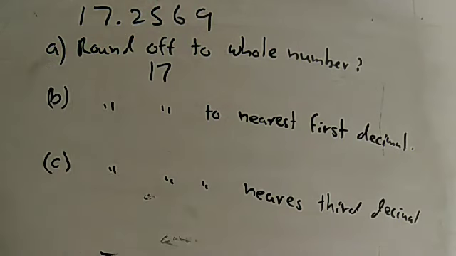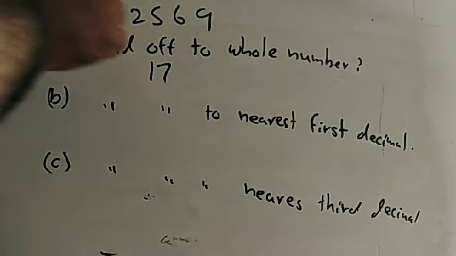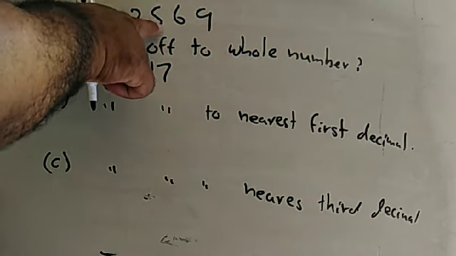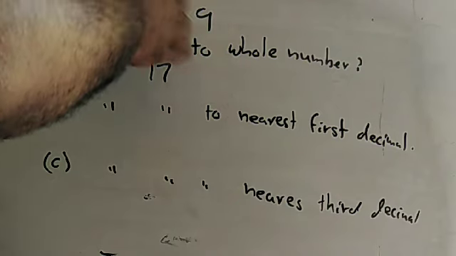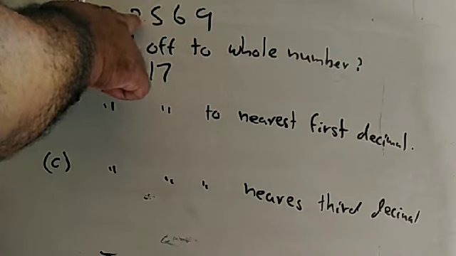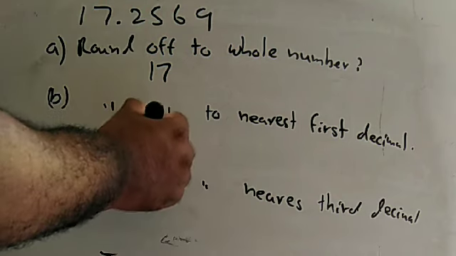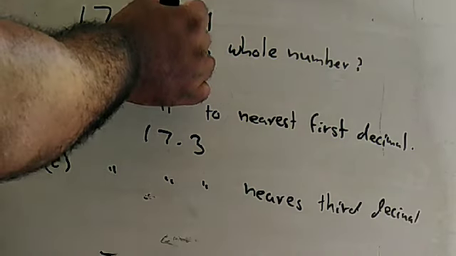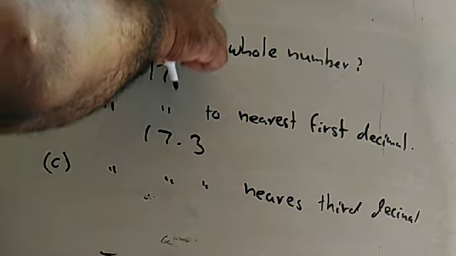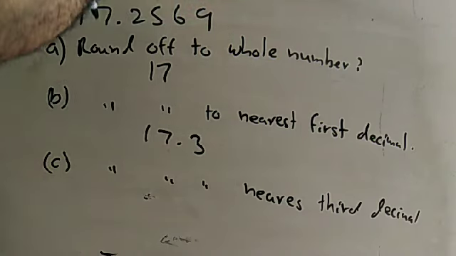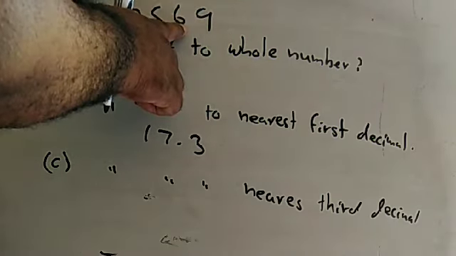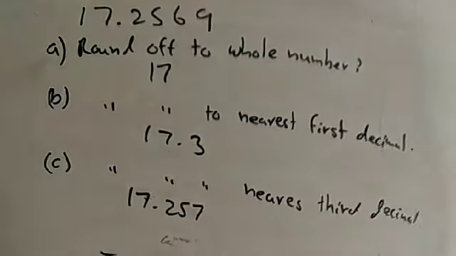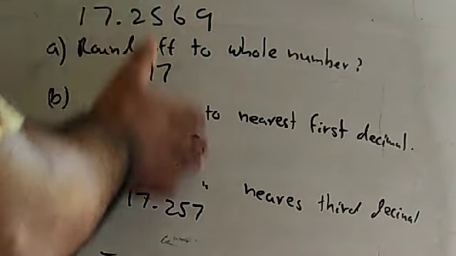The answer is 17. Round off to the nearest first decimal place. The first decimal place is 2. Then check the second decimal place, which is 5. When 5 or above 5, add 1. Then 2 plus 1 is 3, so 17.3. To the nearest third decimal place: the third decimal place is 6, but you should check the fourth one. The fourth one is 9, which is above 5. When above 5, add 1. 6 plus 1 is 7. Then 17.257. Understand? Try to understand very well.